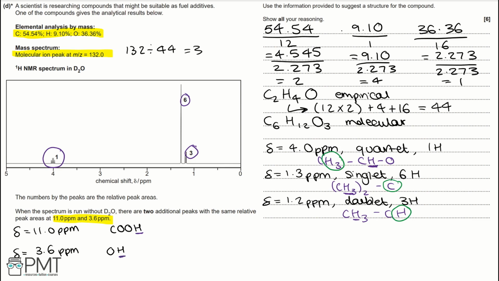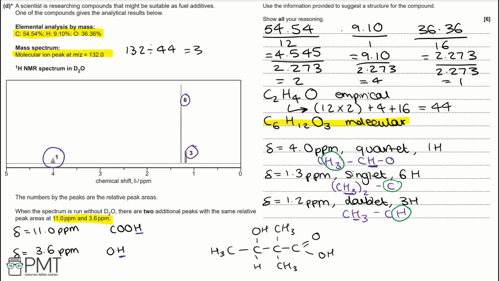And now we can suggest a structure for this compound. So we need to make sure that we've got the molecular formula correct and we're meeting all of these hydrogen environments. But we can label them after we've suggested a structure just to double check that we've got everything correct. So if we have CH3 connected to a 3 carbon backbone with a carboxylic acid on the end, and we have our alcohol groups. So already we've met the D2O peaks. And then we have CH3, CH3, and a hydrogen to make sure our molecular formula is correct.